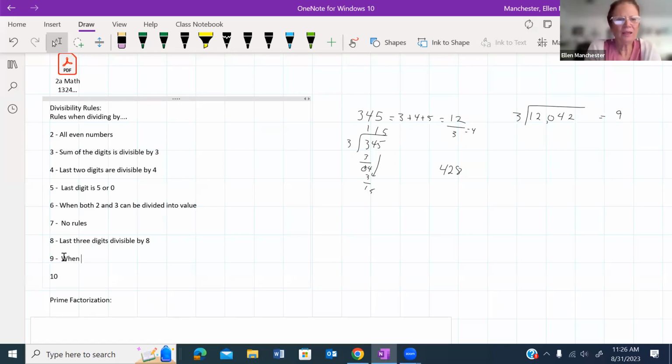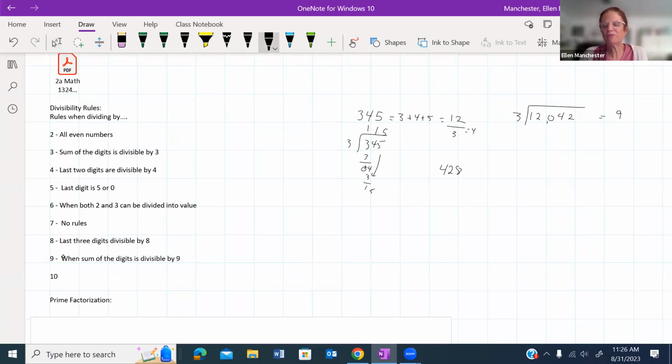9, when the sum of the digits is divisible by 9. Okay, so this value over here, this 12,042, the sum of the digits is 9. 9 can go into it evenly, so I know 9 can go into the 12,042. With 345, the sum of the digits was 12. 9 cannot go into 12, so 9 can't go into 345. Okay, so it's just a matter of making sure that the sum of the digits can be divisible by 9.